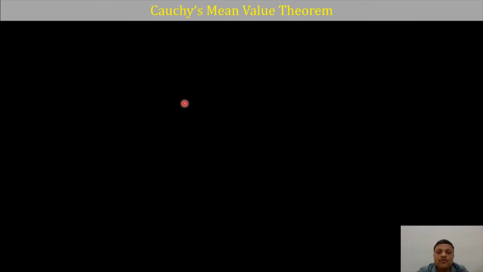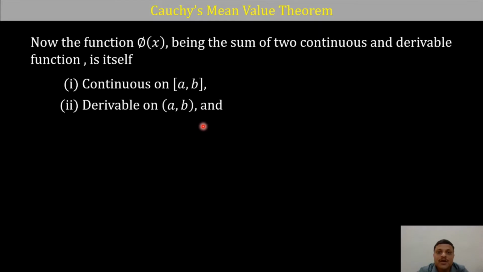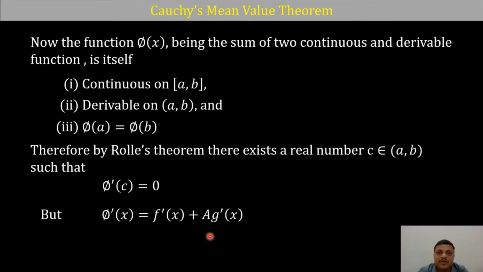Now this phi of x, being the sum of two continuous and differentiable functions, is continuous on the closed interval [a, b], differentiable on the open interval (a, b), and already we have considered the third condition, which is phi of a equal to phi of b. So all conditions of Rolle's theorem got satisfied. Therefore, there exists at least one point c belongs to the open interval (a, b) such that phi dash of c is equal to 0. Now get phi dash of x, which is f dash of x plus a into g dash of x. Replace x by c and phi dash of c by 0. So we will be getting the expression like this.